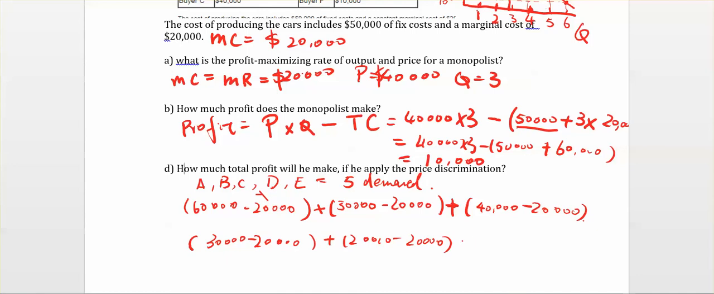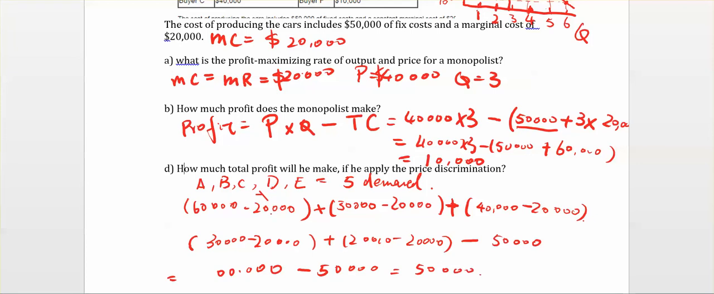So that is the net revenue. But in order to calculate the profit, you still need to subtract the fixed cost, which is $50,000. What you will have is $100,000 minus the fixed cost of $50,000. So the profit will be equal to $50,000.